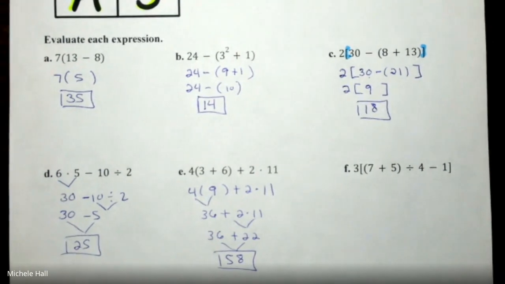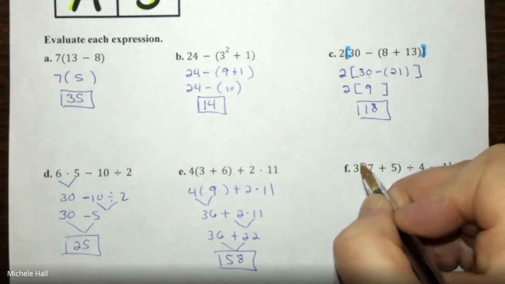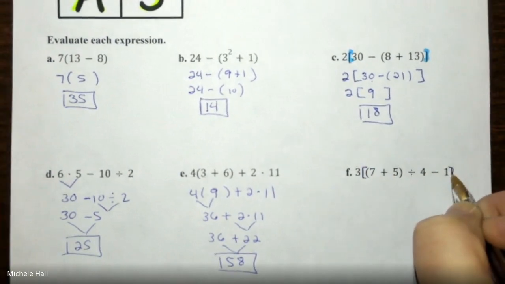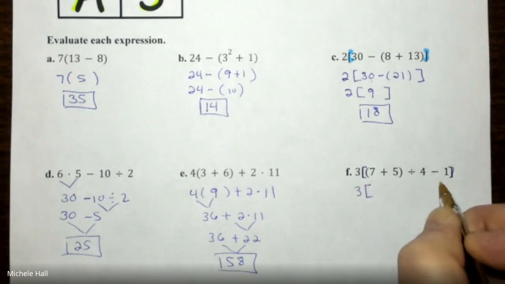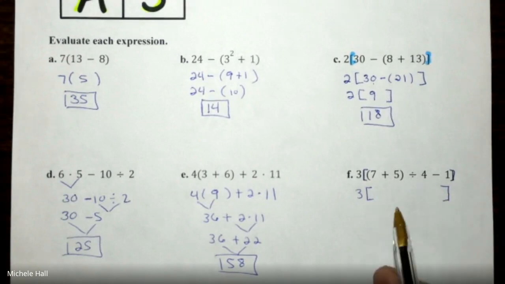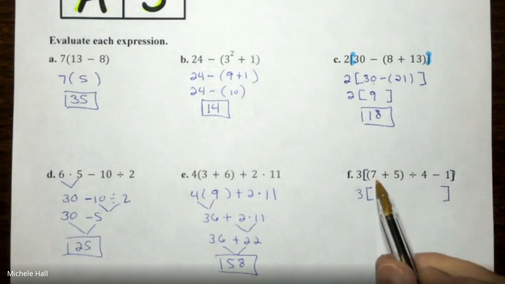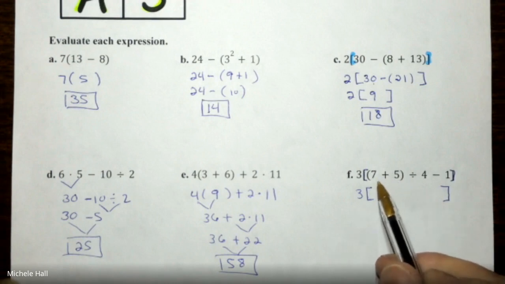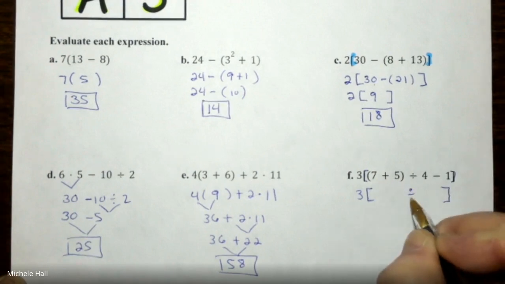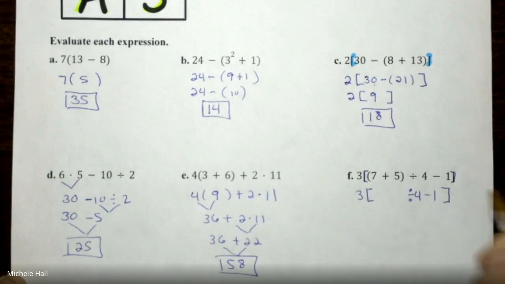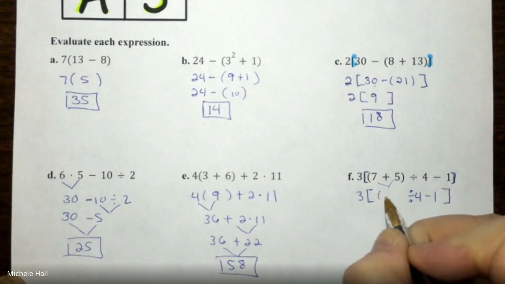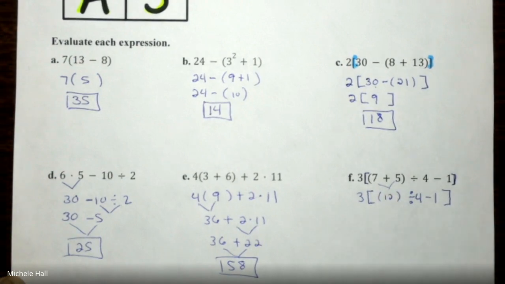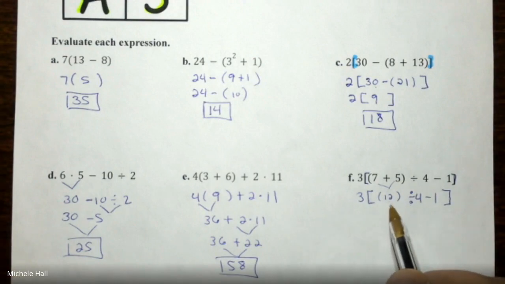Last problem, problem F. Are there any parentheses? Yes, I have 2 sets. On the outside, I have 3 times all of the stuff on the inside. So 3 times. Are there any parentheses in the parentheses? Yes, right here. So I start here. Copy down everything else. And I'm working right here. 7 plus 5 is 12. Now I have a single number in this parenthesis. I'm ready to move on.